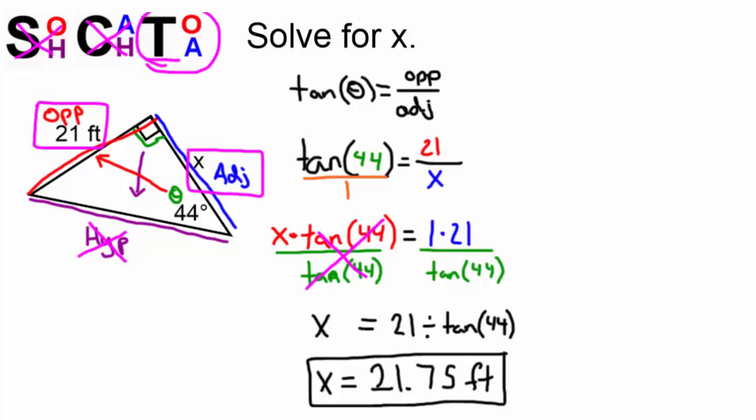I do want to point out that there is a way to skip the cross multiplication step and go directly to your calculator. The trick is that if your variable is in the denominator of the fraction, then that indicates that you are going to be using division in the calculator. If x would have been on the top, then we would have used multiplication. And those patterns are true for all sine, cosine, and tangent trigonometry problems.